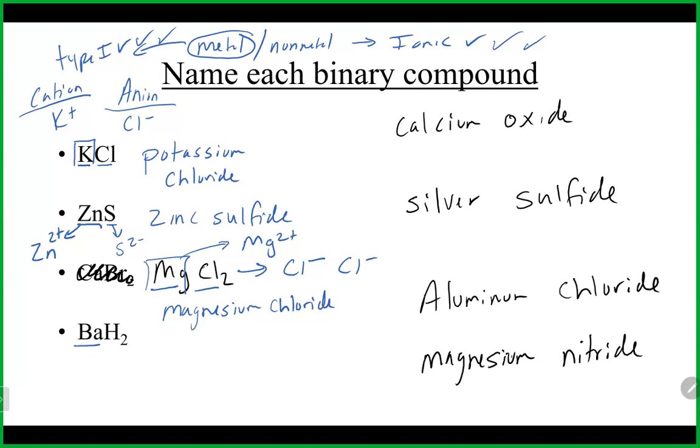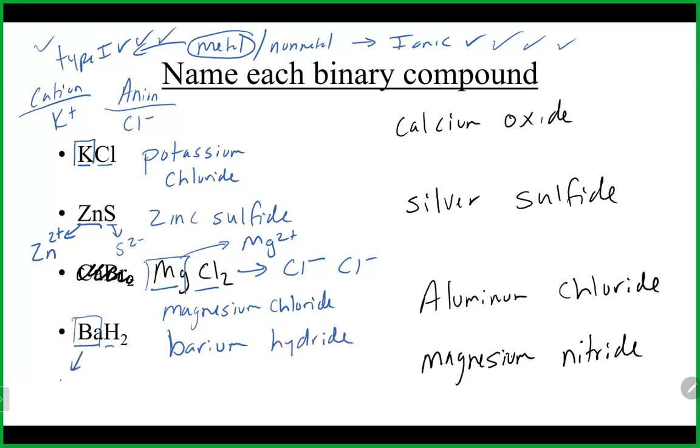That is barium, which is a metal. That is hydrogen, which is a non-metal. It is ionic here. Barium is group 2, which means it is a type 1 metal. And that is all we need in this case. So this would be barium, and this is actually the negative version of hydrogen, which would be hydride.